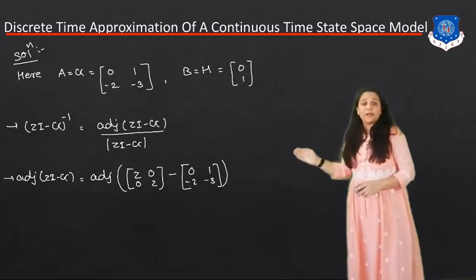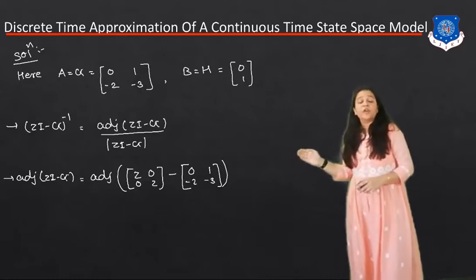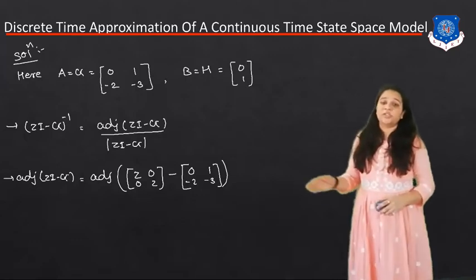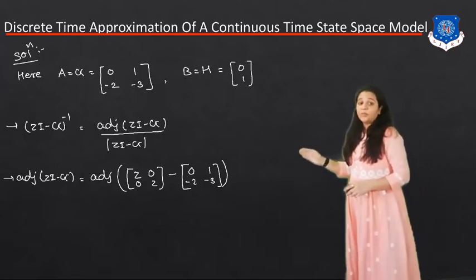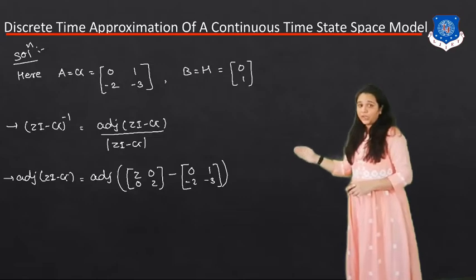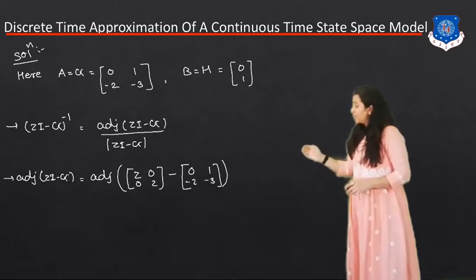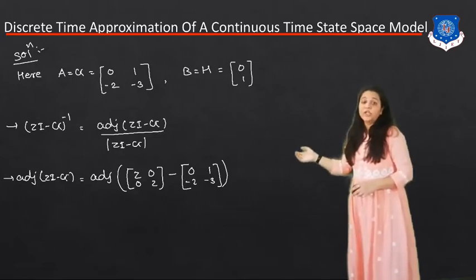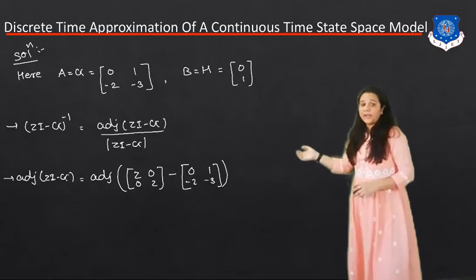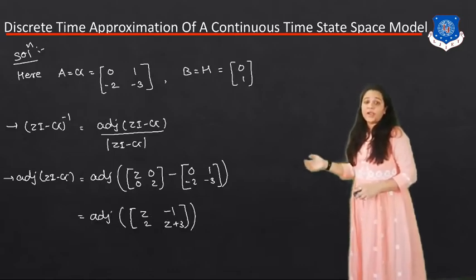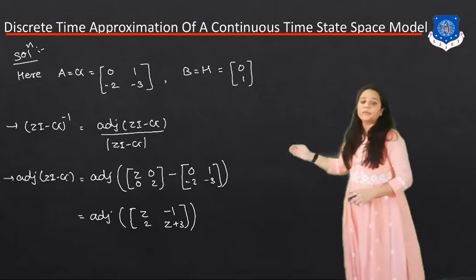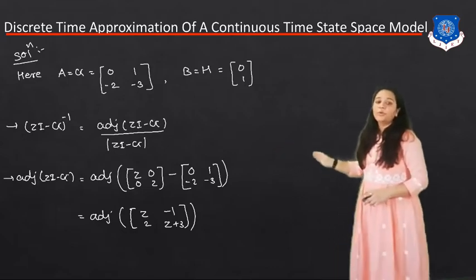This is the second method. If we cannot use the trace method, so this is the second term, find the value of adjoint f. Okay, so adjoint of zI minus A. So we can put here the matrix zI minus A. Now adjoint of z into z minus 1 to z plus 3.